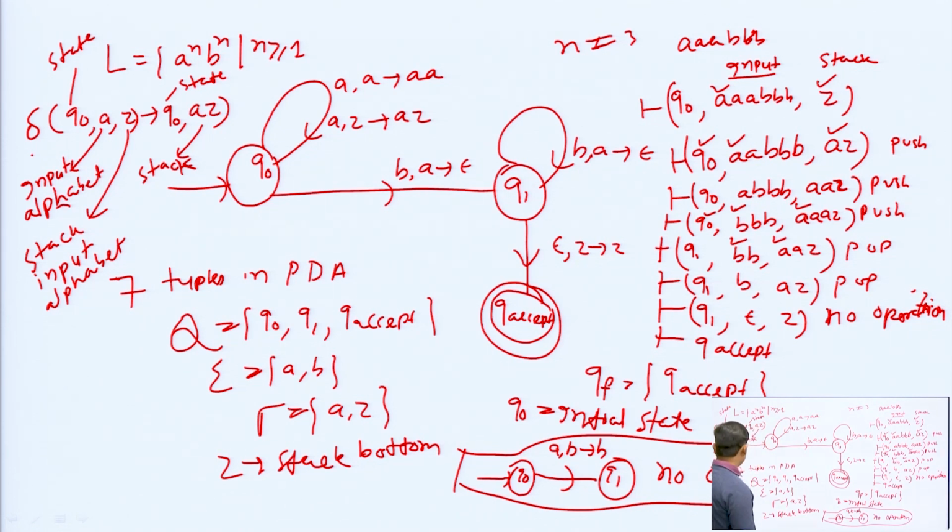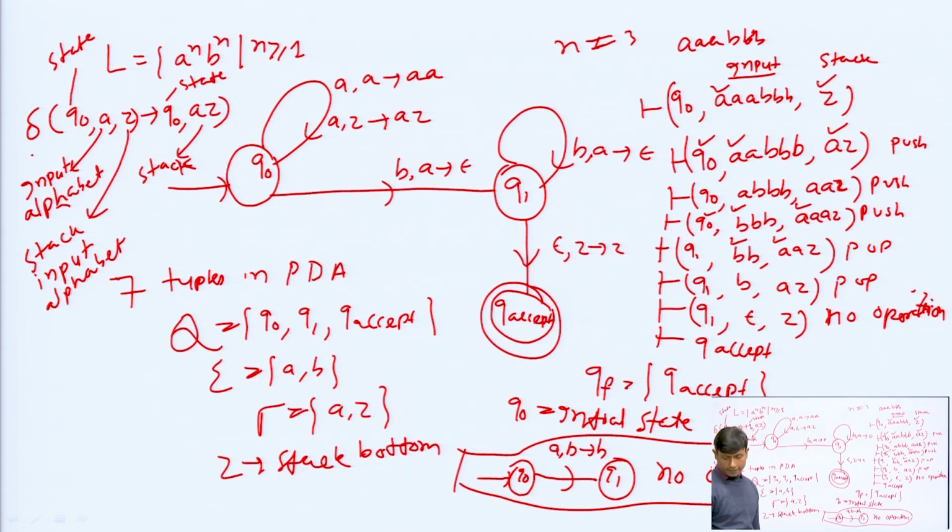So we can take any string and see how it is accepted. The equal number of A's and equal number of B's is accepted by this language, that is, by this pushdown automata. All the strings generated by the language can be accepted here, and this is a context free language.